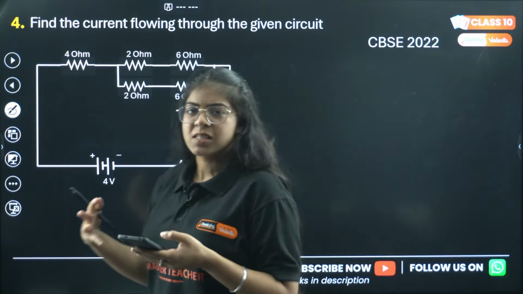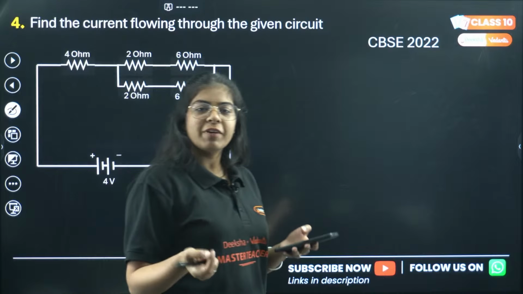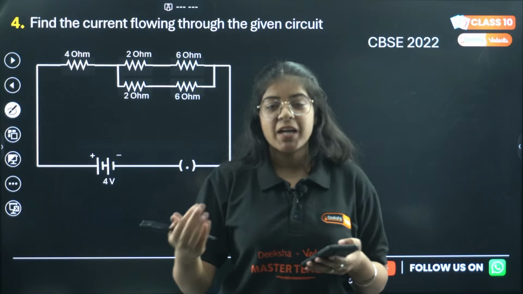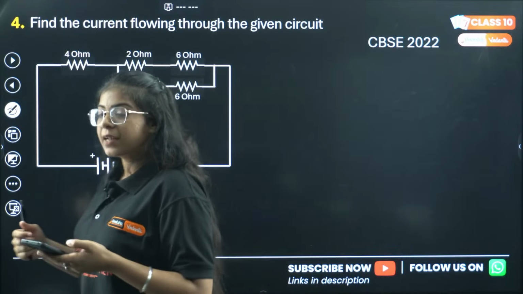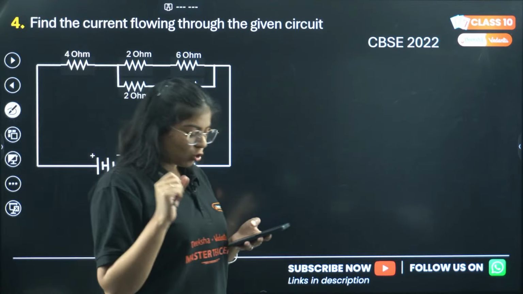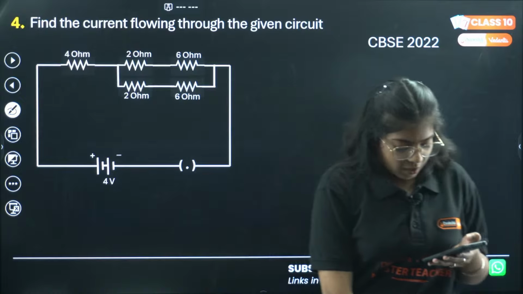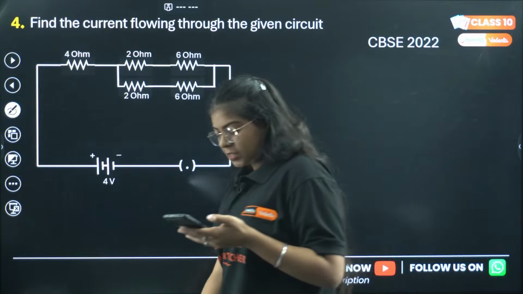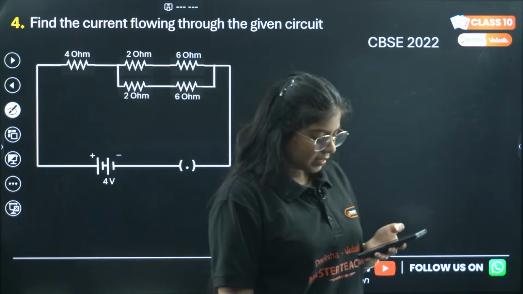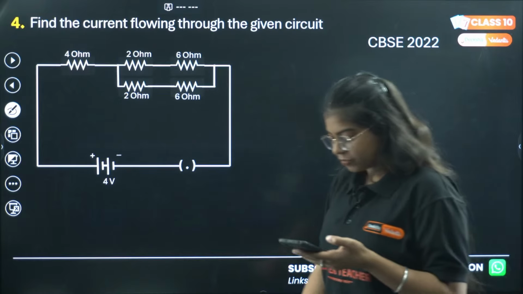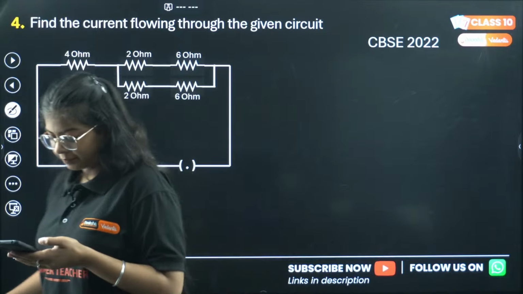Everyone can participate, you know. When you write your answers by your own hand, it will get memorized faster. So get a pen and paper and try to solve it yourself. What is the answer for this question? What is the current flowing in this given circuit? I'm waiting for your answer, my dear children.